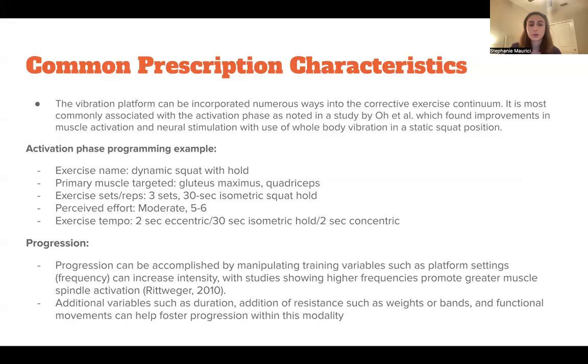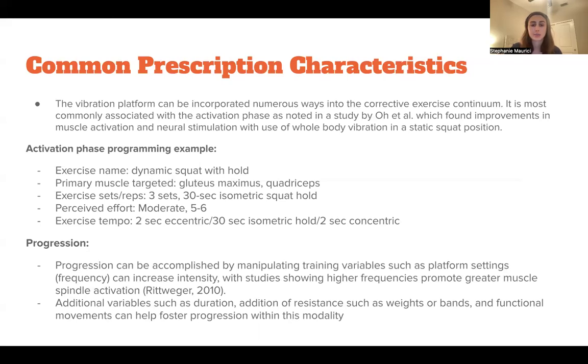So then below we have an example of activation phase programming. Continuing with the example of the squat. For a dynamic squat with hold, I have the primary muscles targeted there, the glute max and the quadriceps. Then the exercise sets and reps: 3 sets, 30-second isometric squat hold, perceived effort to be moderate.